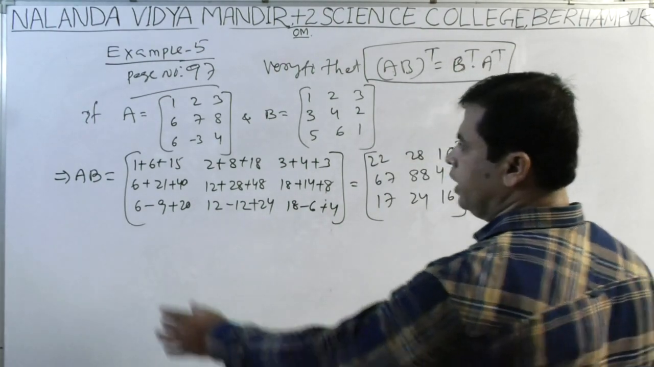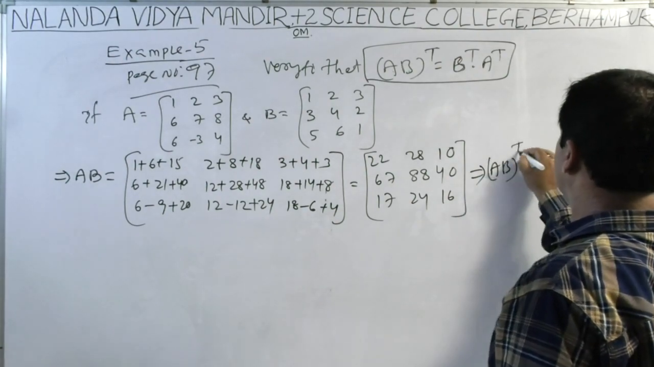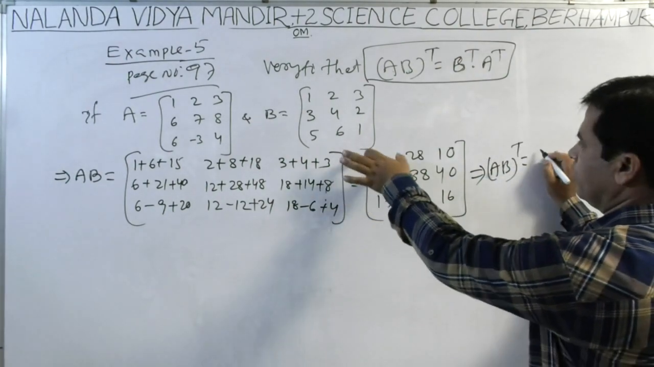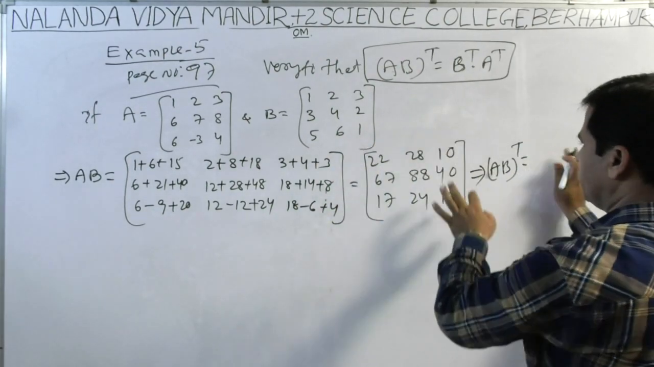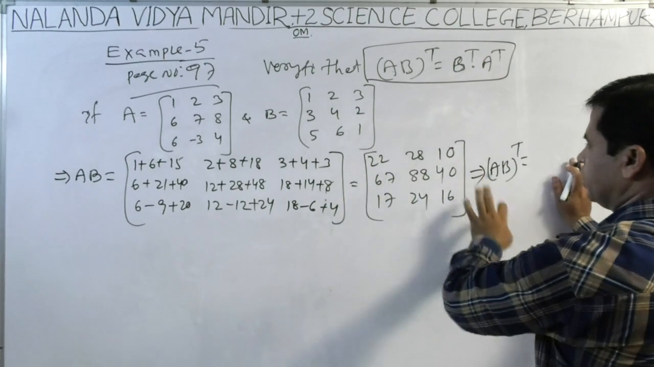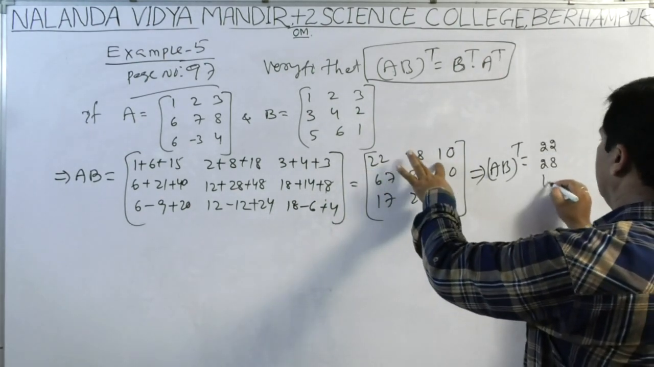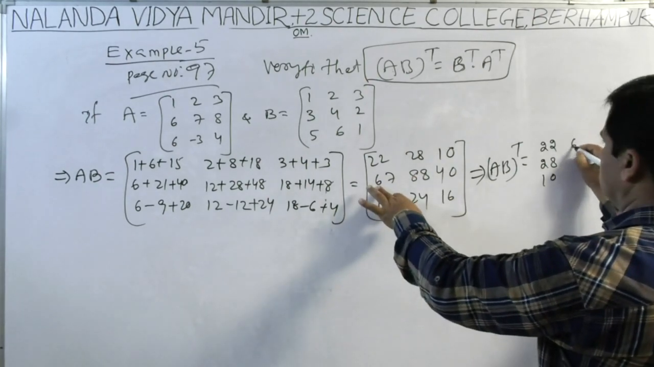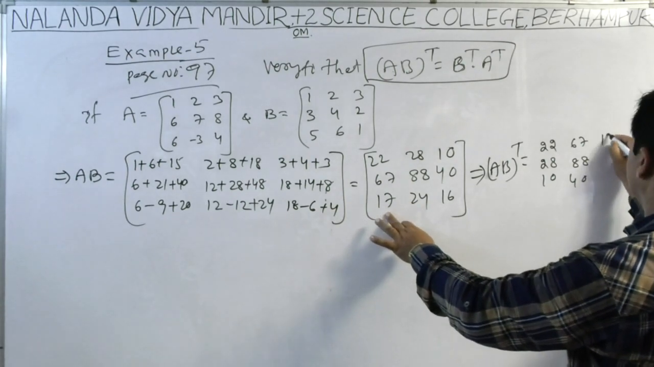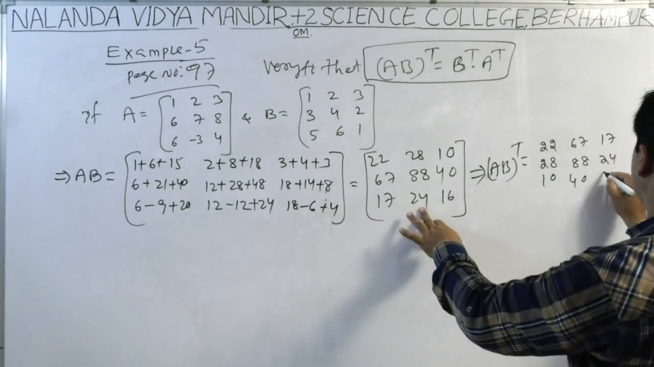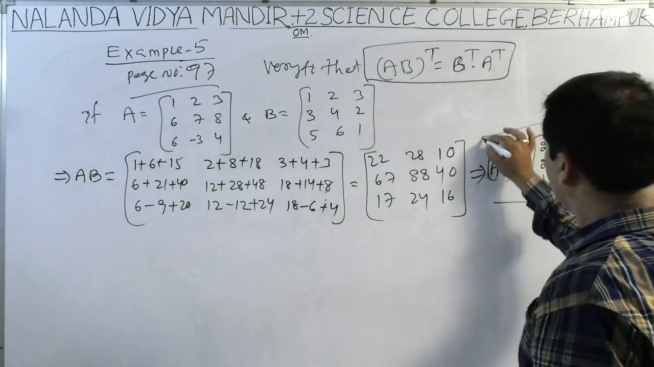This implies if AB is equal to this, AB transpose is equal to first row change to first column, second row change to second column, third row change to third column. Therefore, 22, 28, 10, 67, 88, 40, 17, 24, 16. This is our AB transpose. Okay? This is our AB transpose.